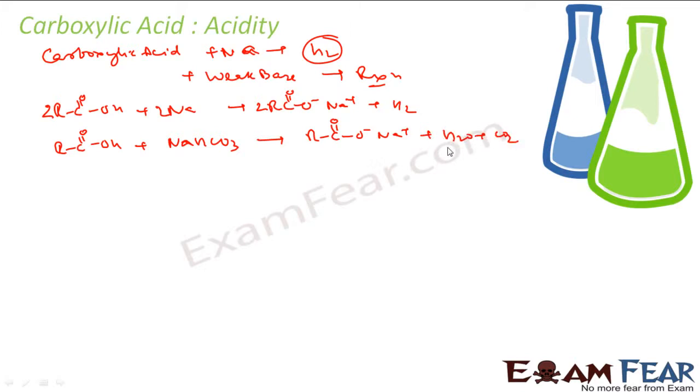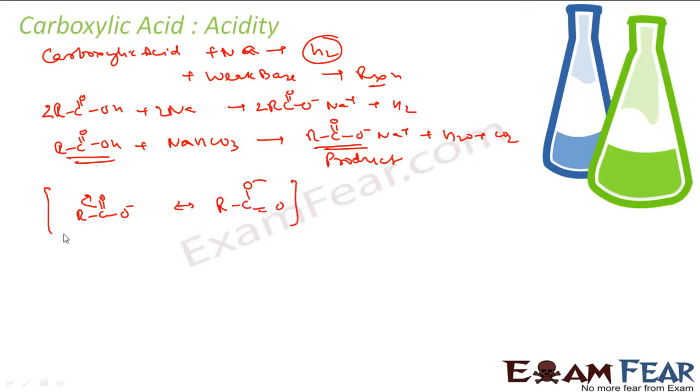So if you compare, this is my reactant and this is my product. It's seen that the product is more stable by resonance. If you see RCOO minus, you have one more resonating structure. It goes in this fashion, this becomes this. So the product is resonance stabilized, which means the product is more stable and the reaction will move in the forward direction. That means RCOOH is reactive and it is acidic.